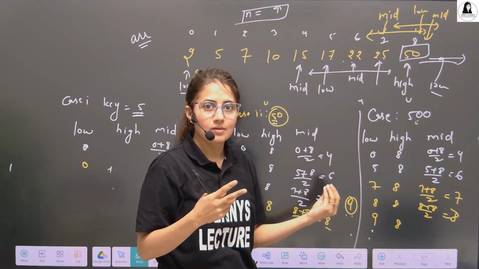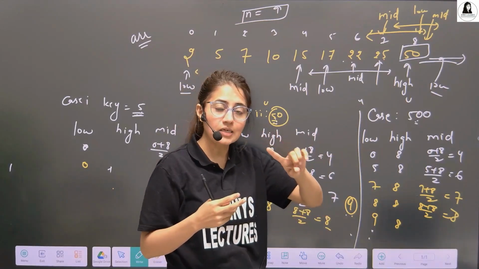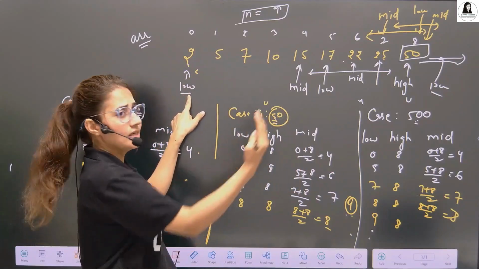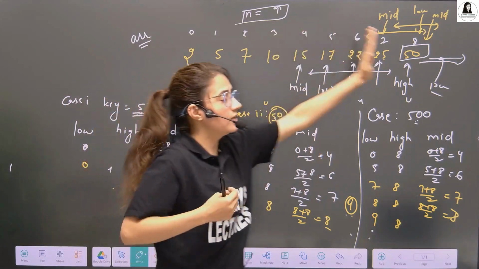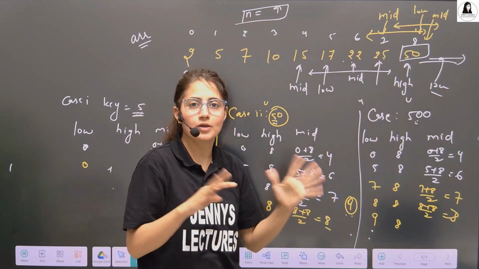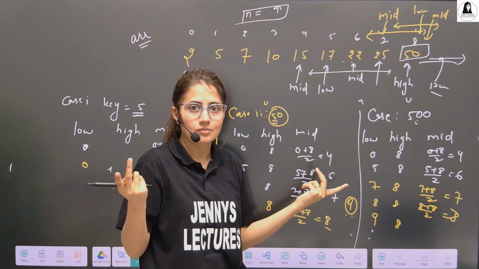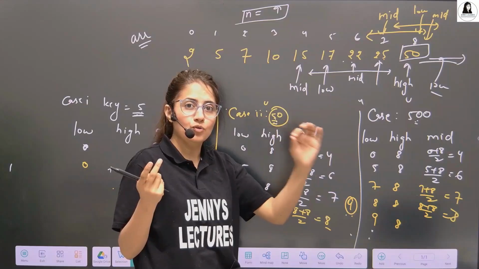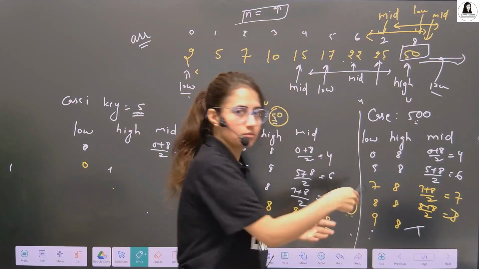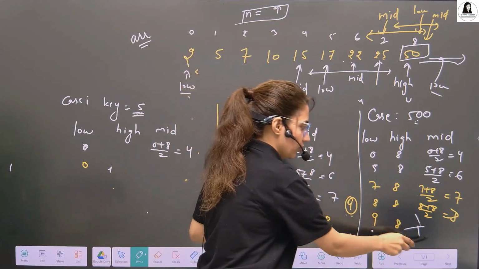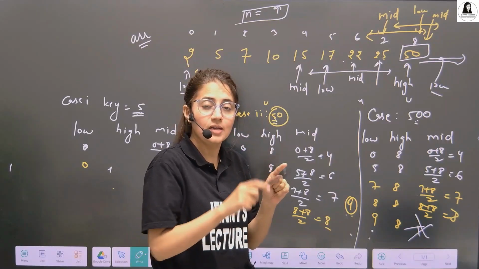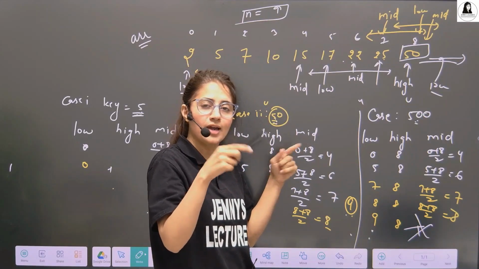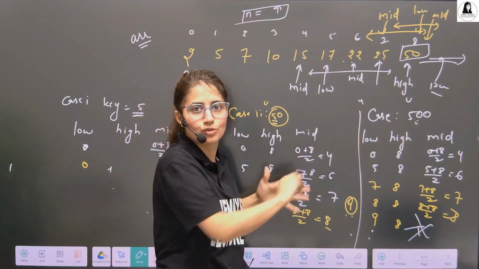We will search as long as low is less than or equal to high. Once low becomes greater than high, it means there is no element left to search in the array. So the element is not found in this case, and the loop will stop. So you have to put one condition to terminate the loop: while low is less than or equal to high, till then we have to repeat these three, four steps.